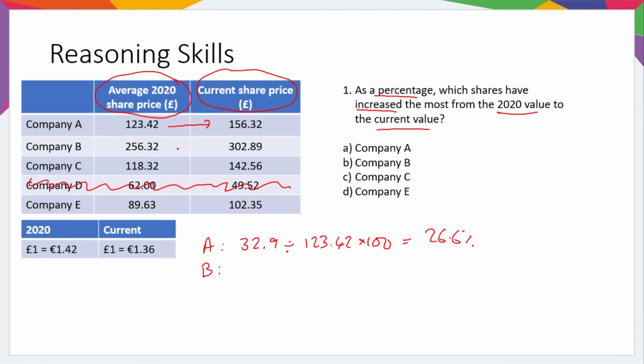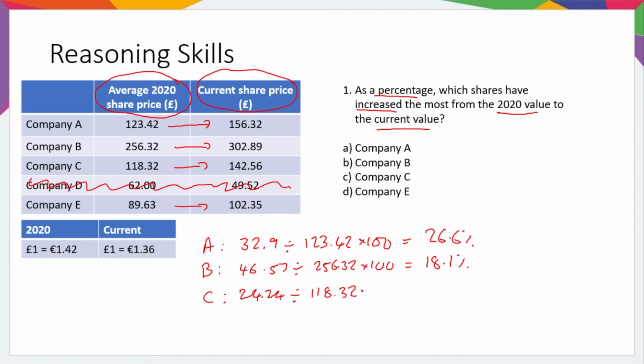Company B, so all we're doing is exactly the same thing for company B, company C, and for company E. So B, the difference between the two values is 46.57, which we're dividing by 256.32 times by 100. So there's a lot of calculations, but it's the same calculation every time. So we can build up a bit of speed now just by repeating the process multiple times, and that's 18.1%. C, the difference is 24.24, and that we're dividing by the 118.32 times by 100. That comes to 20%.